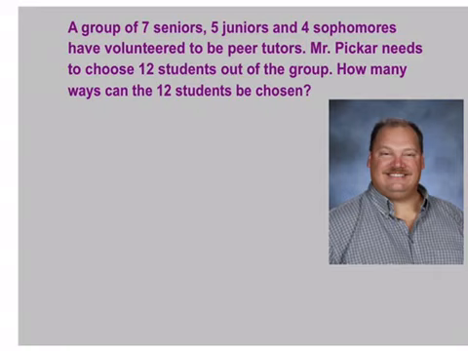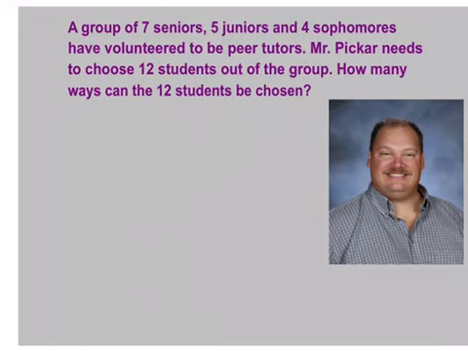So here's our first word problem. We have a group of 7 seniors, 5 juniors, and 4 sophomores who have volunteered to be peer tutors. Mr. Picard needs to choose 12 students out of the group. How many ways can the 12 students be chosen? Well, this is a combination because order doesn't really matter how I pick these 12 students. It's not like the first person chosen is the best tutor. I'm just saying they're going to be a tutor. So order doesn't matter, so I know that I'm going to have a combination here.